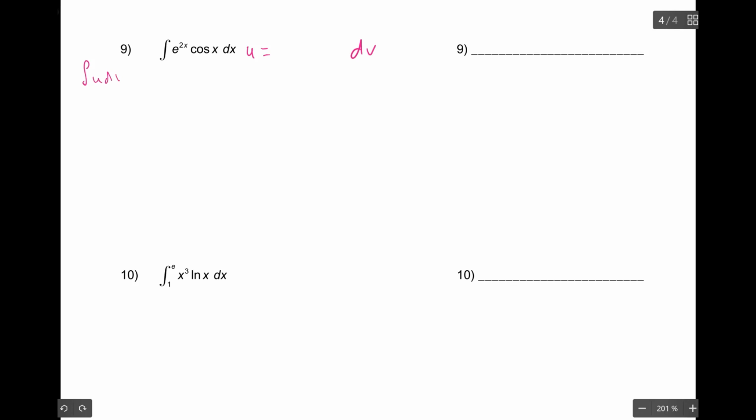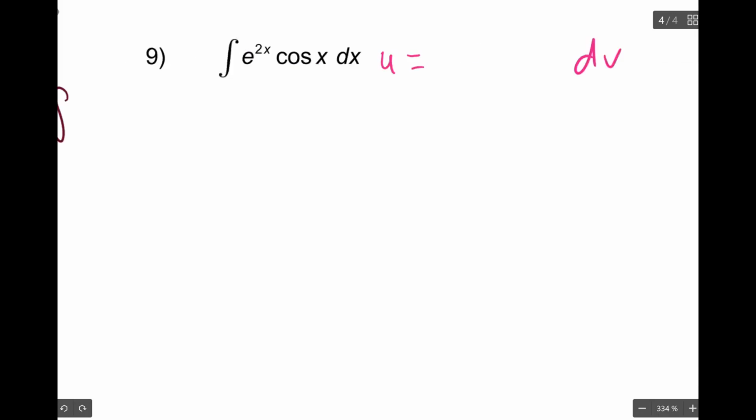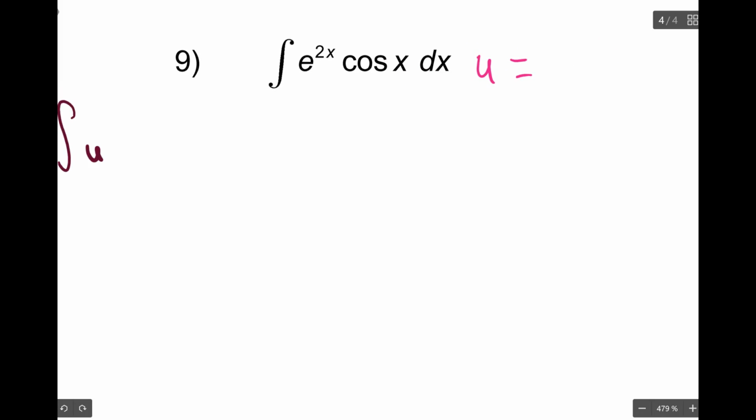So integral u dv, oh my god, so ugly. The integral of u dv equals u times v minus, you guys can't read my v's and u's, can you? No, it's fine. Ugh. I just couldn't yesterday. Today's a different day. The integral of u dv equals uv minus the integral of v du.